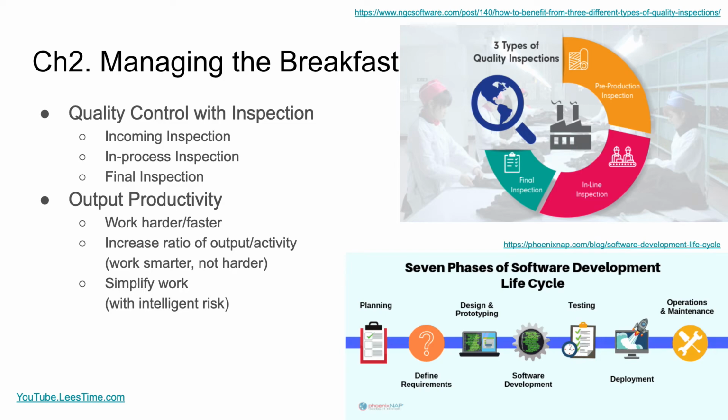The third way to improve the output productivity is to simplify the work you're dealing with. For example, if we already have written a lot of unit tests for a function that is being used by a wrapper function, there's no need to write unit tests for that wrapper function. Of course, sometimes it comes with some risk. For example, what if the wrapper function itself has some extra business logic? So, simplify work with intelligent risk.